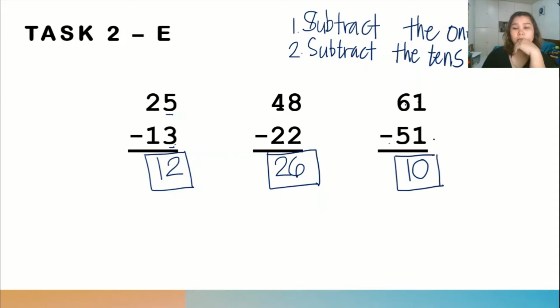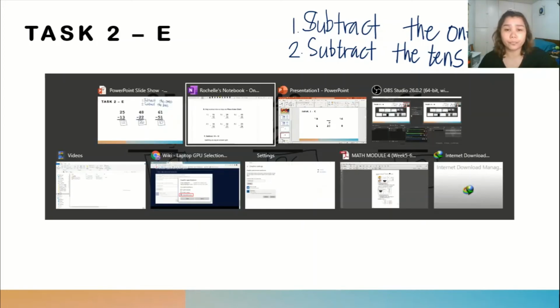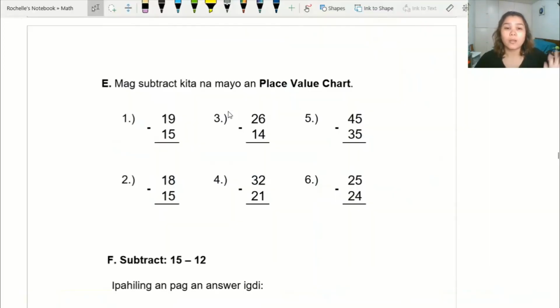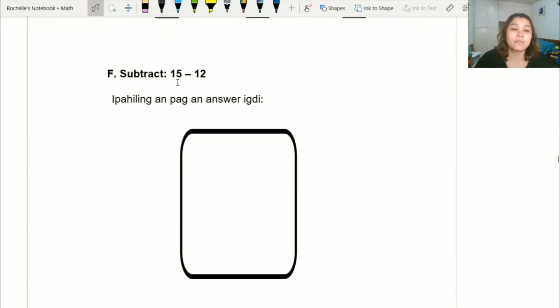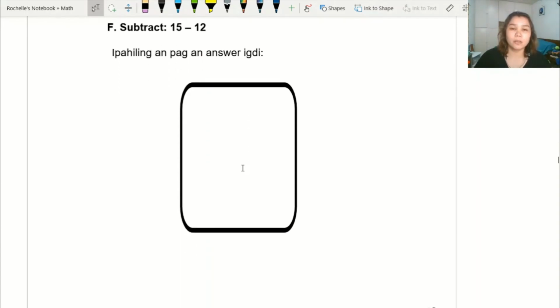So, this is what you have to do with part E. So, without the place value chart anymore. So, very easy lang yan kasi as long as you start with the ones, next is the tens. And then letter F, subtract 15 minus 12. So, it's better you write it in columns. So, dapat pantay din yung mga ones and then the tens. Okay, write it clearly.